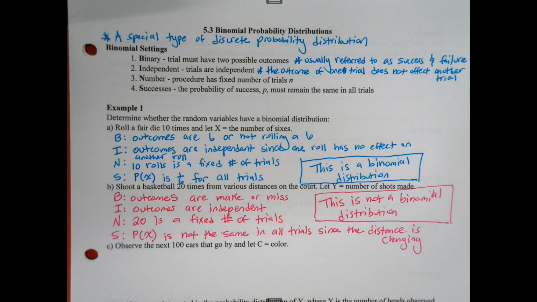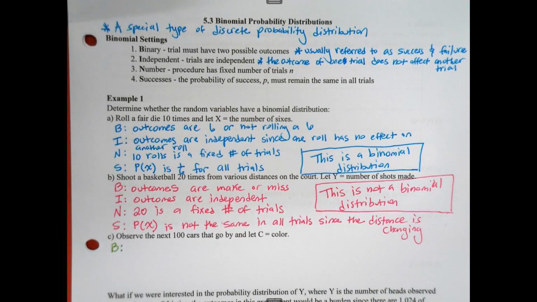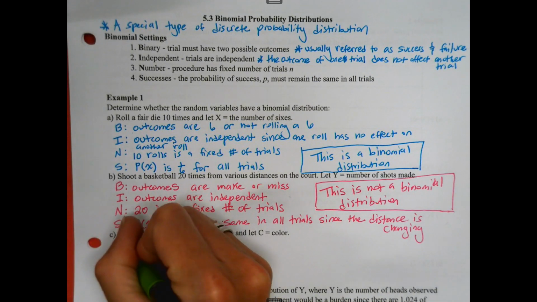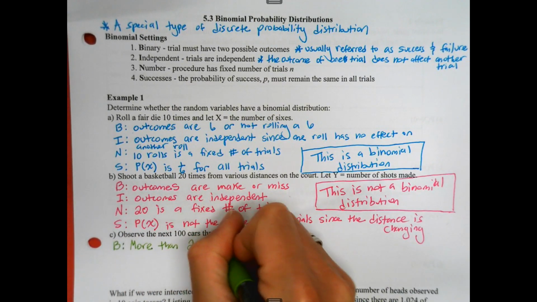For C, it said to observe the next 100 cars that go by and let C equal the color. So the first thing we're going to look at is, is this binary? So B, what are our outcomes? Our outcomes are whatever color the car is. The car could be red, white, black, green. There are many different outcomes. Therefore, this is not binary, since there are more than 2 colors of cars.